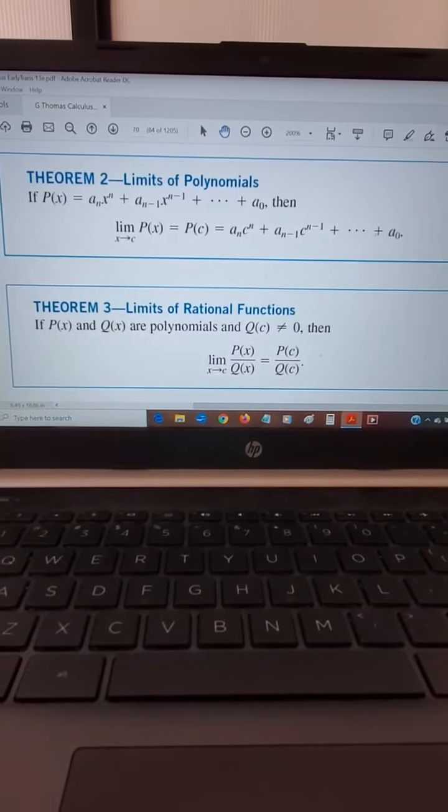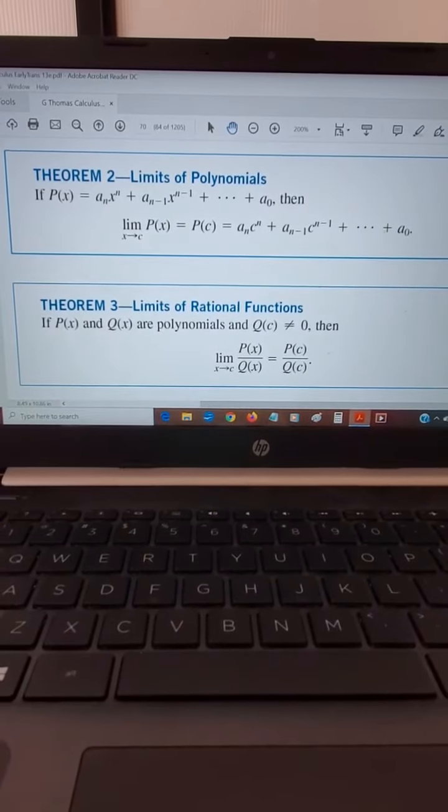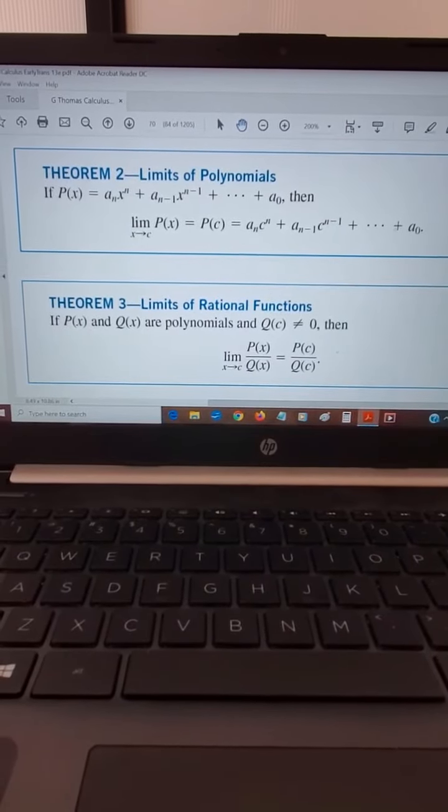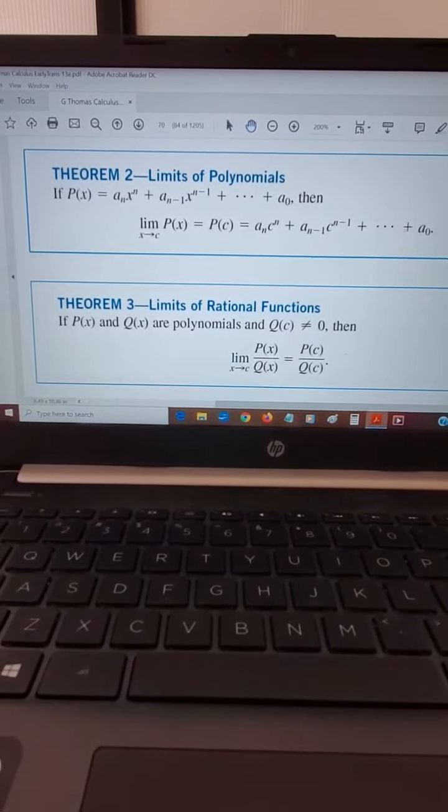And here's two more theorems. So we had the first theorem, which had a whole bunch of parts to it, and then theorem two and theorem three. And these are all kind of saying the same thing, and I'll explain in a second.